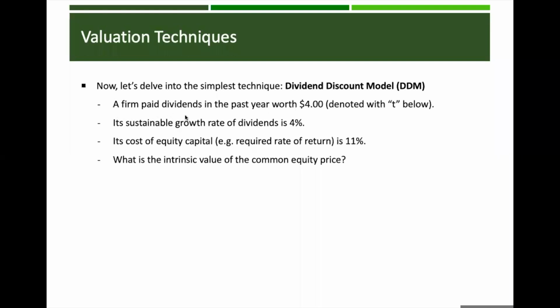So let's say a firm paid dividends in the past year, and those dividends were $4 for the year. And last year is denoted with a subscript T in the equations to come. Their sustainable growth rate of dividends is 4%. Cost of equity capital, or the required rate of return, is 11%. What is the intrinsic value of the common equity share price?